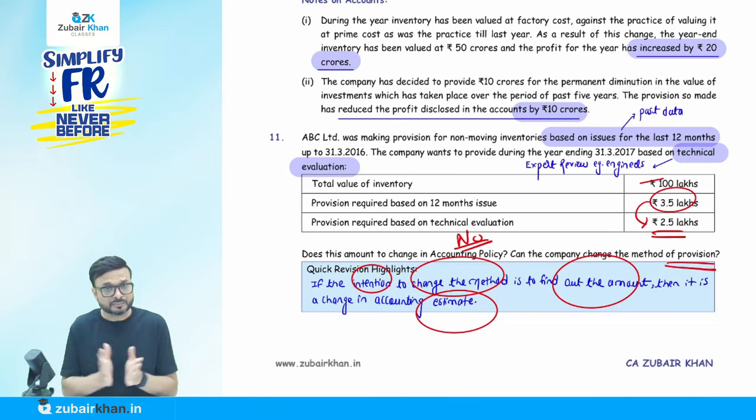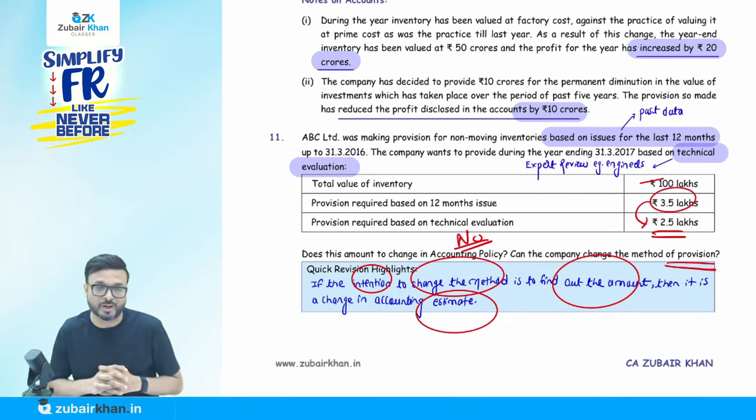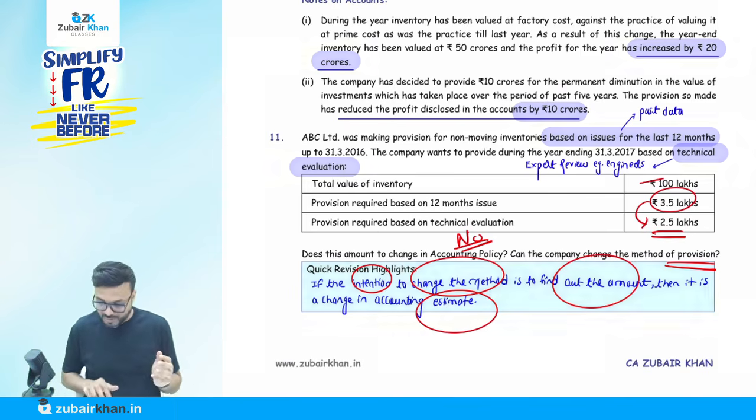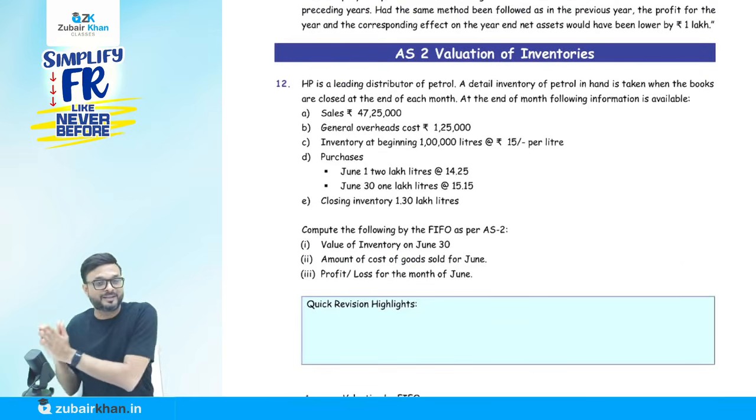And here we complete our Accounting Standard 1 revision along with the important question, because after this AS 2 will start. That will come in the next lecture.